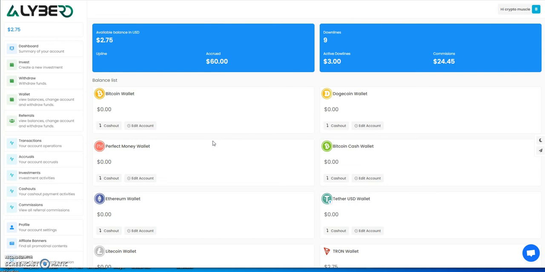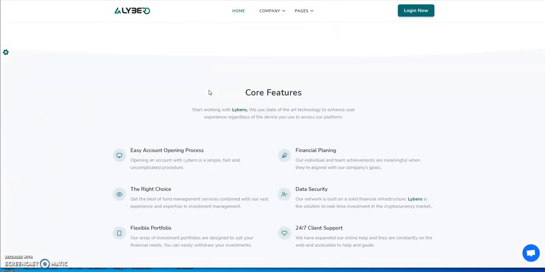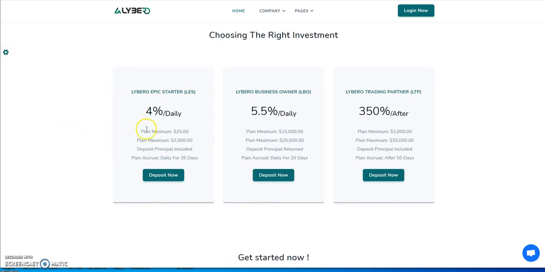So that's the latest update on Lybero, right? I think it's an interesting hype out there. It's different, unique, and to me, there's a lot to like about it, so there you go. And it is withdrawing too.